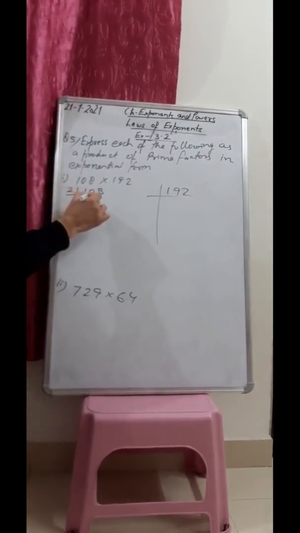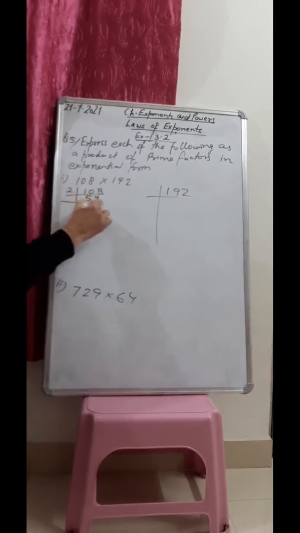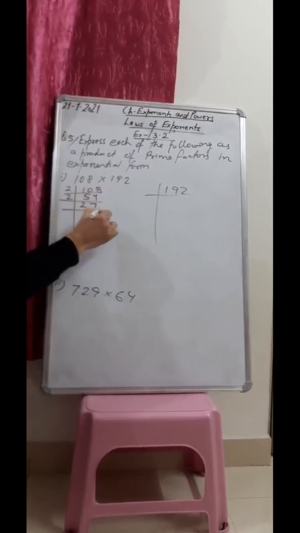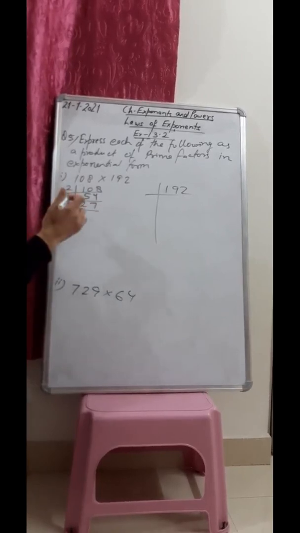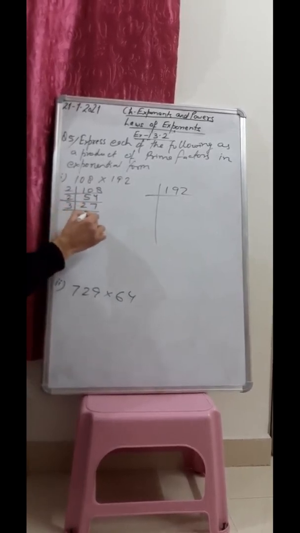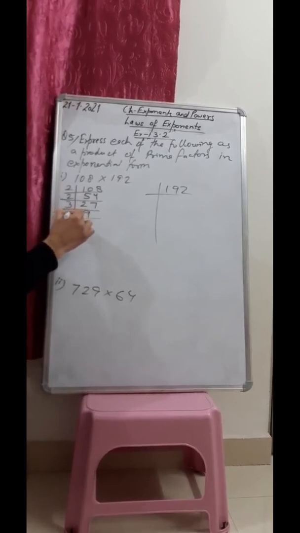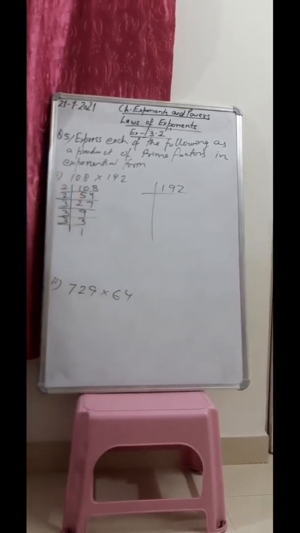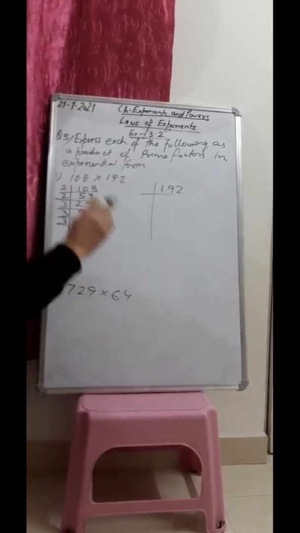2 54s are 108, 2 27s are 54. Now 27 will come in the table of 3: 3 9s are 27, 3 3s are 9, and 3 1s are 3. So these are your factors of 108, and now we have to find the factors of 192.